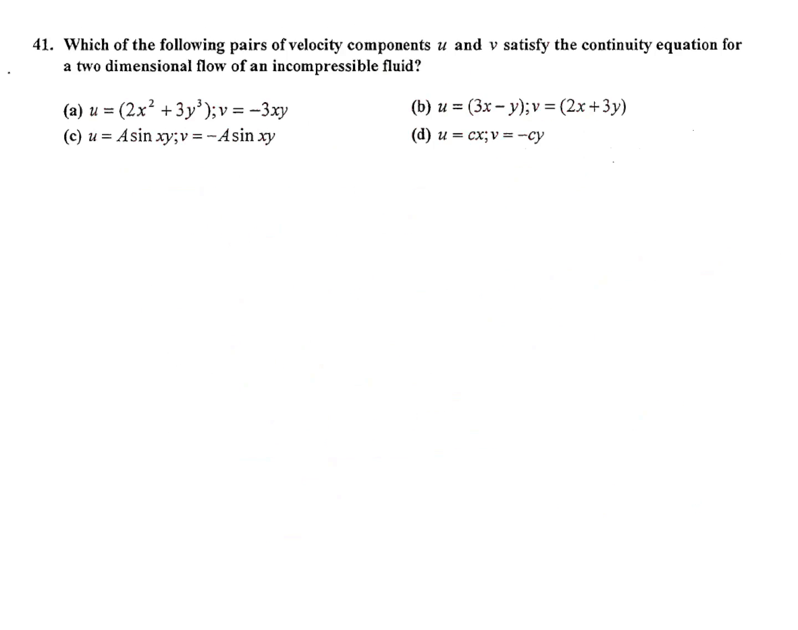Which of the following pairs of velocity components u and v satisfy the continuity equation for a two-dimensional flow of an incompressible fluid? Continuity equation and incompressible fluid, and it's a two-dimensional flow. Continuity equation in 2D is del u by del x plus del v by del y equal to 0. First we will check this one.